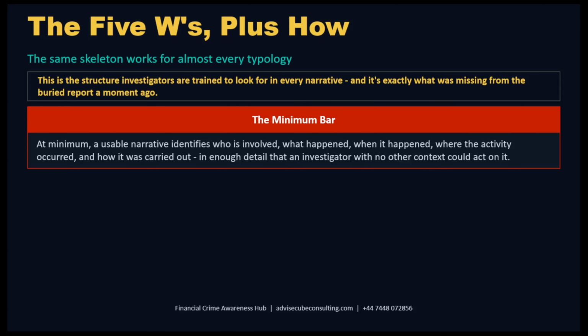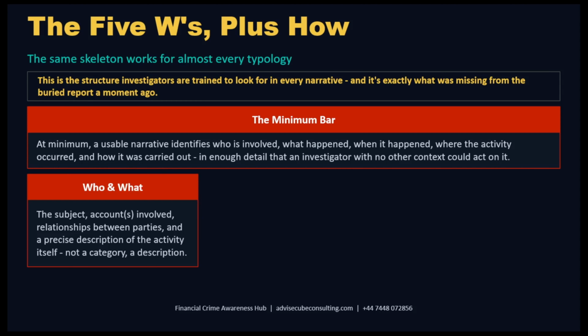And this skeleton is exactly what was missing from the old reports, what we saw a moment ago. The 5 W's plus how: who, what, when, where, why, and how. At minimum, a usable narrative identifies who is involved, what happened, when it happened, where the activity occurred, and how it was carried out, in enough detail that an investigator with no other context could act on it. Let us break it down as much as possible.